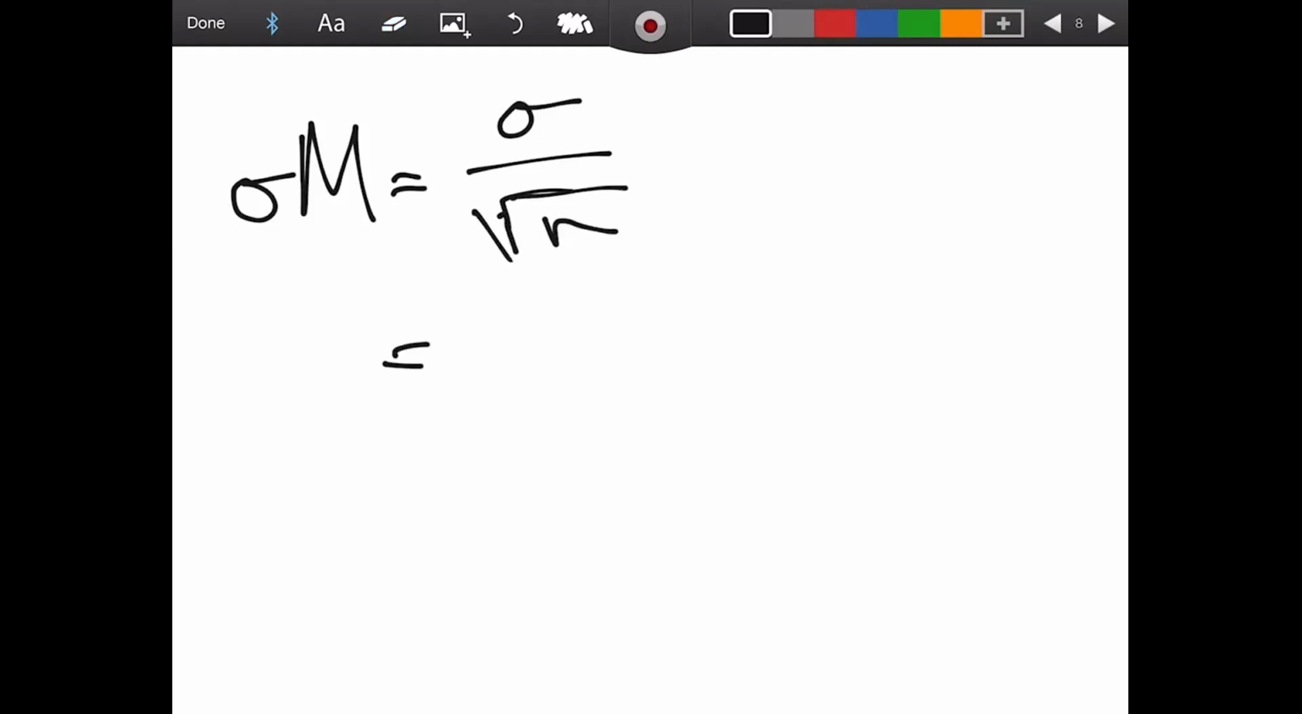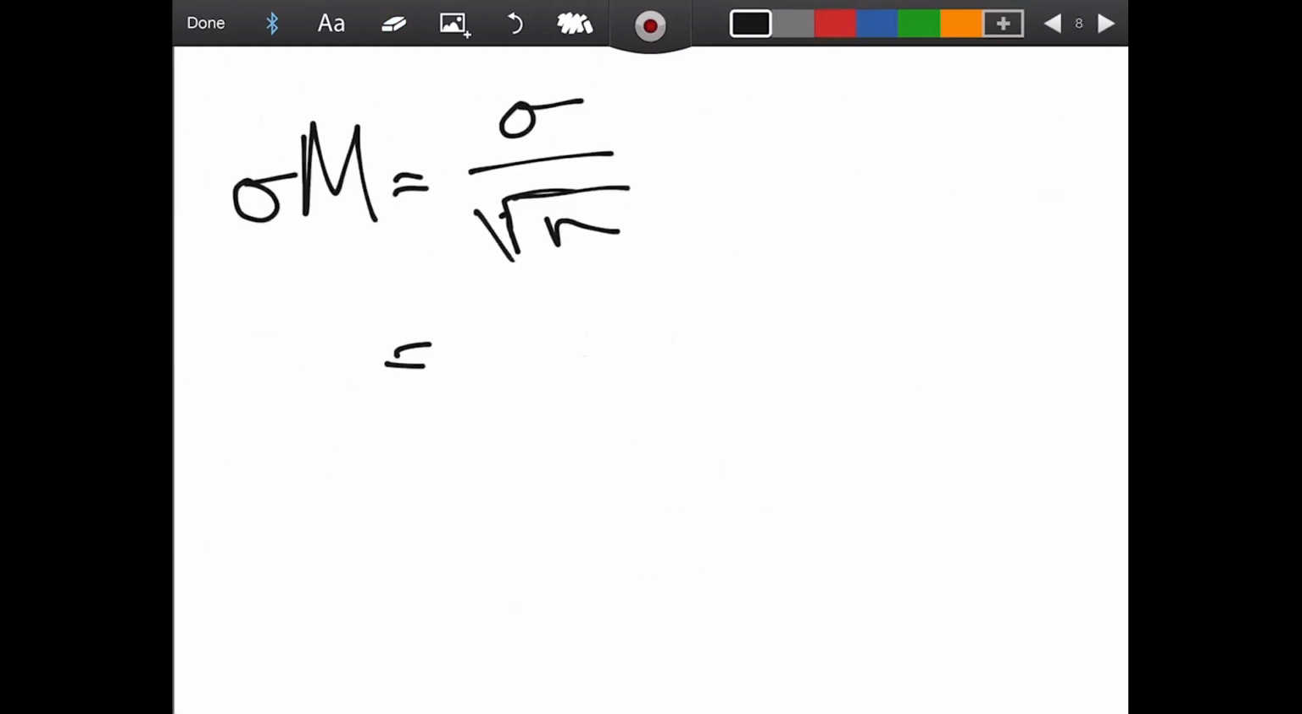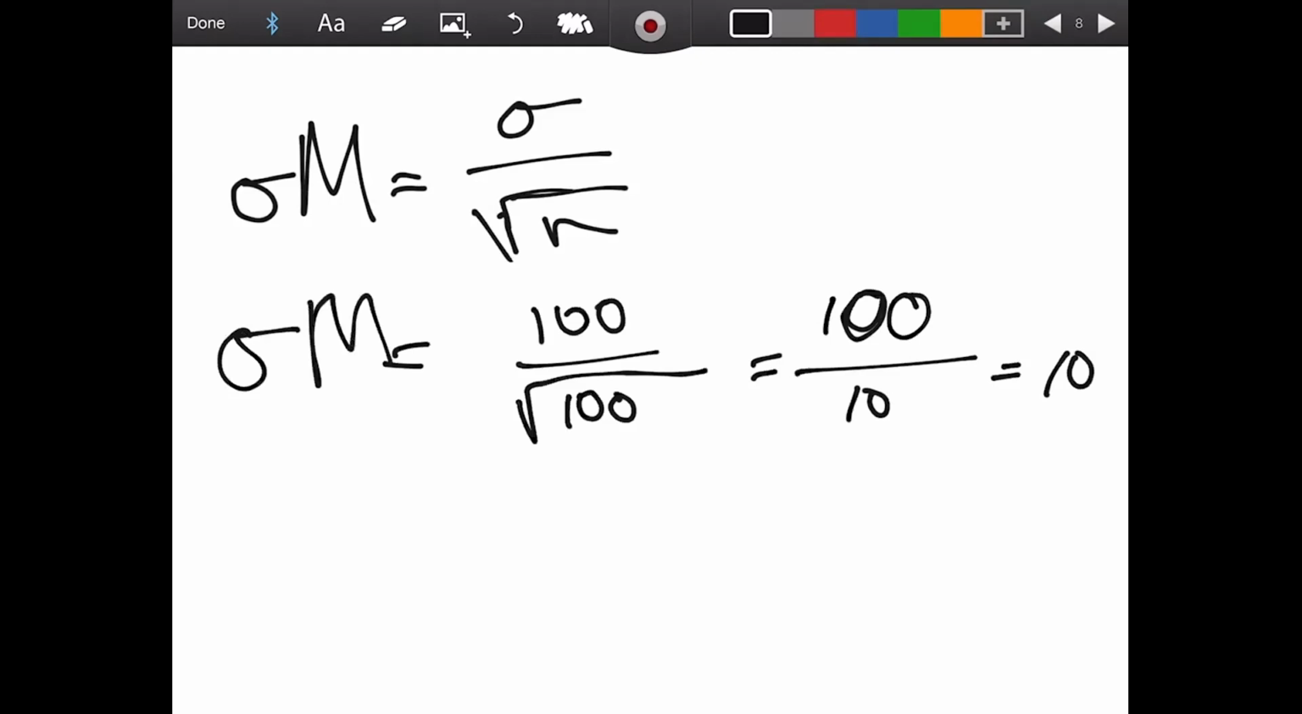So we know our standard deviation is 100. We know that the number of people in this sample was also 100. So it gives us 100 divided by the square root of 100, or 10, which gives us a value of 10 for the standard error of the mean.